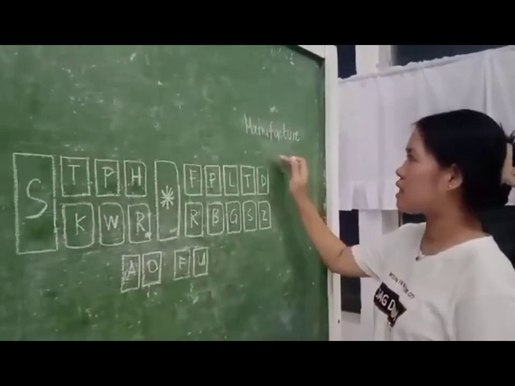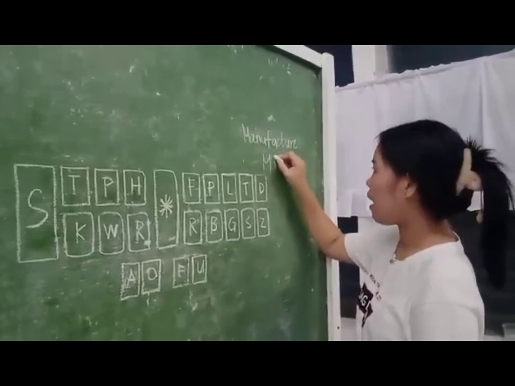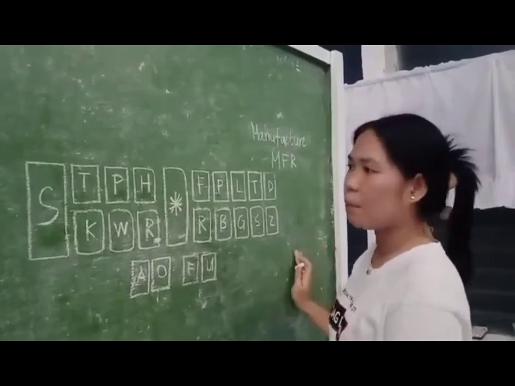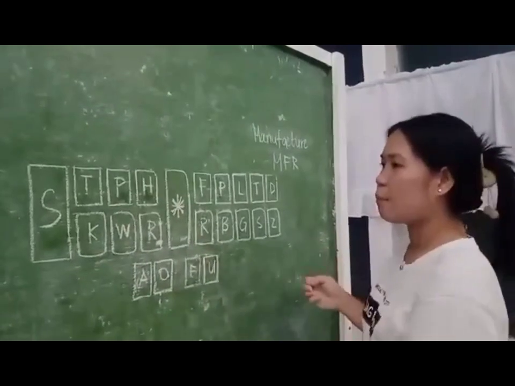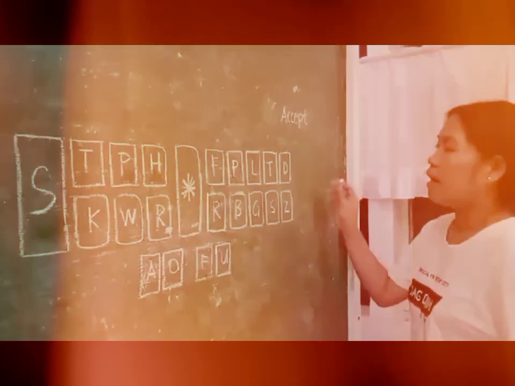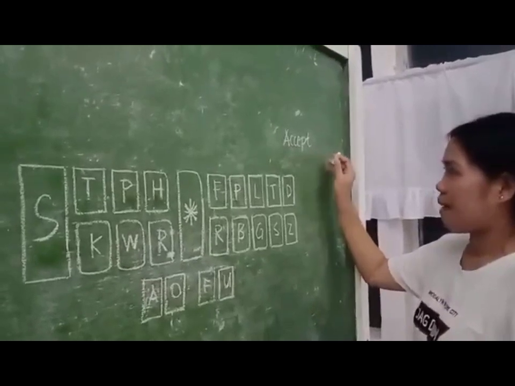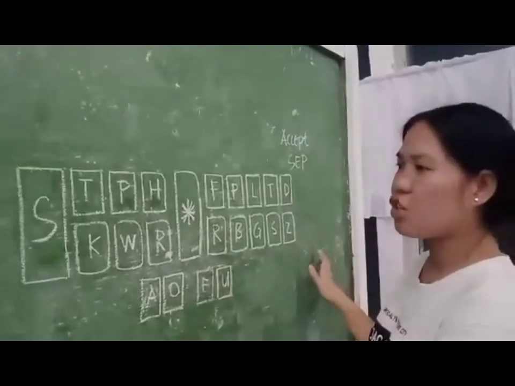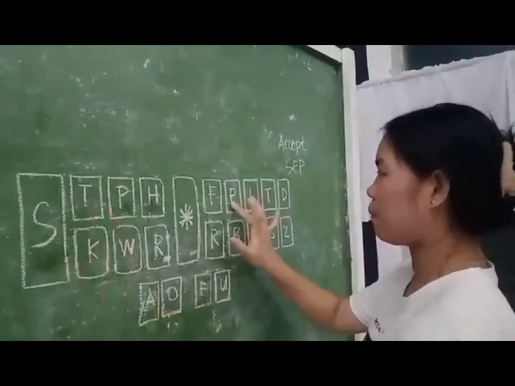The word I choose is manufacture. The sound pattern of manufacture is M, F, and R. In machine shorthand, depress initial P and H for letter M, and depress final F and final R. The second word is accept. The sound pattern of accept is S, E, and P. In machine shorthand, depress initial S, vowel E, and final P.